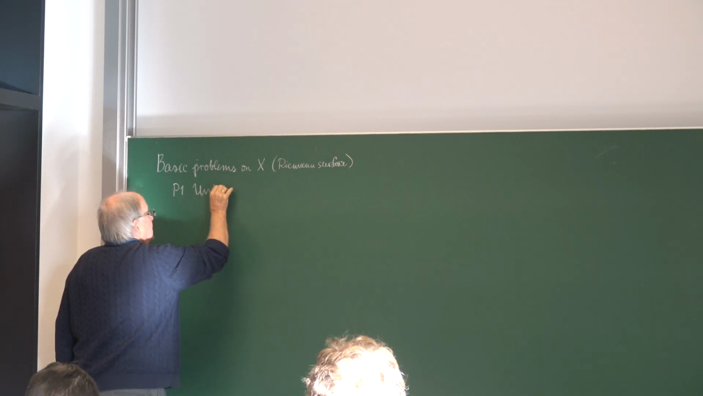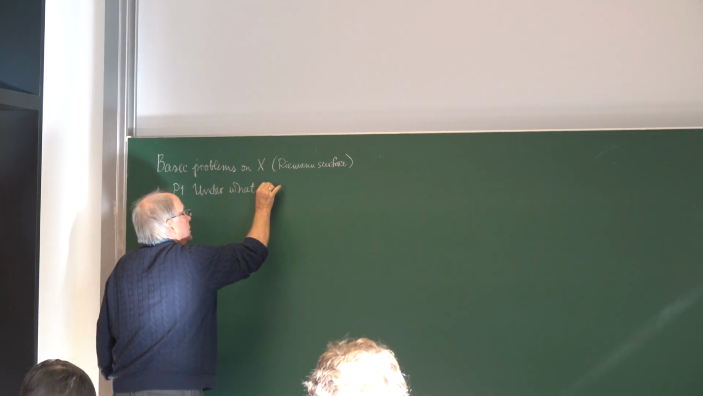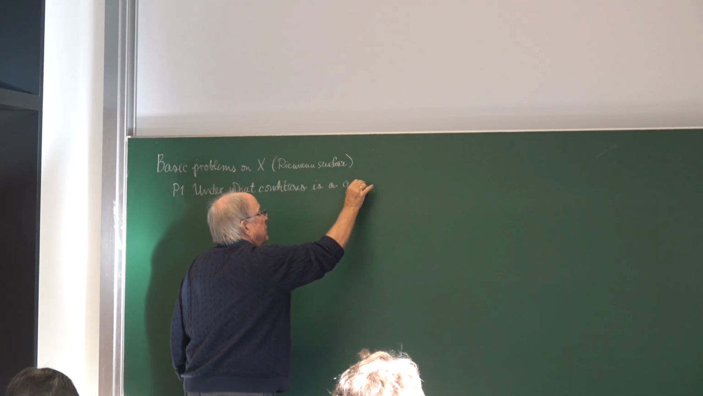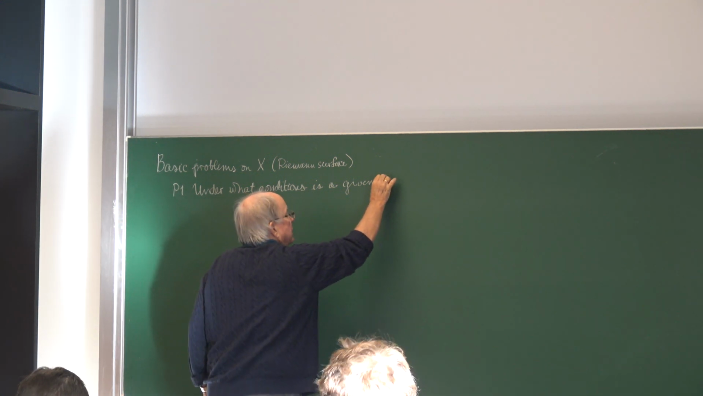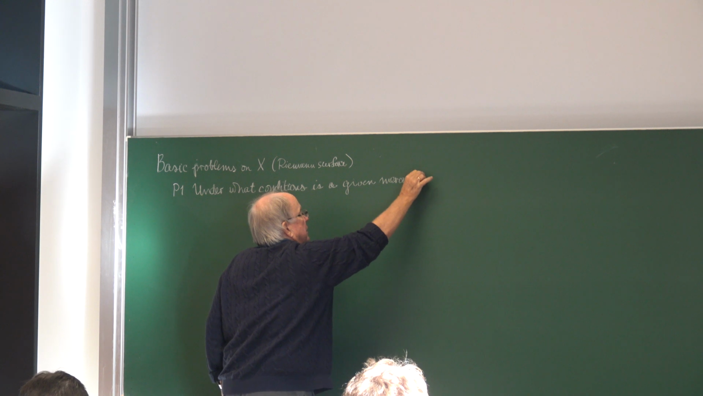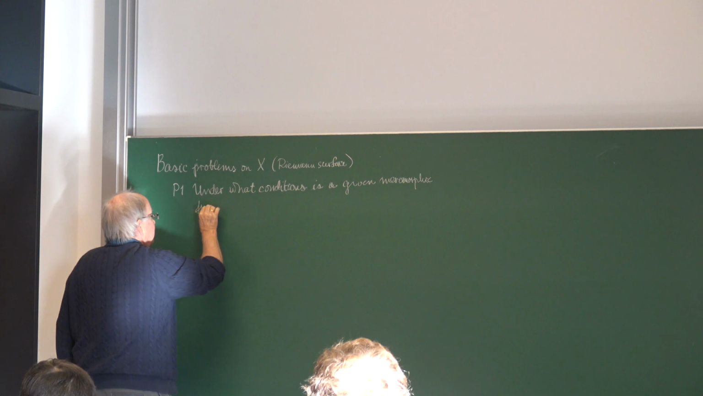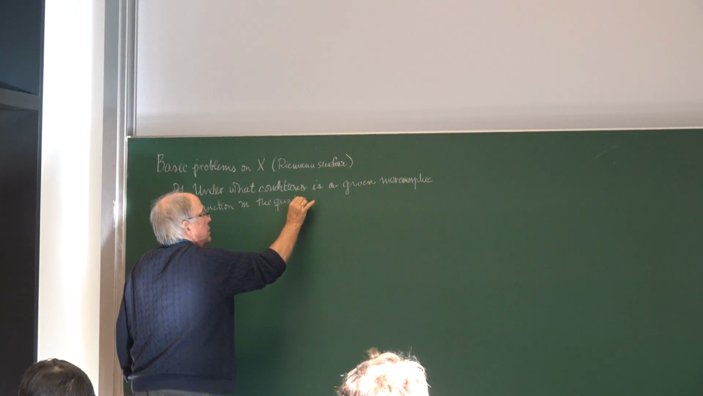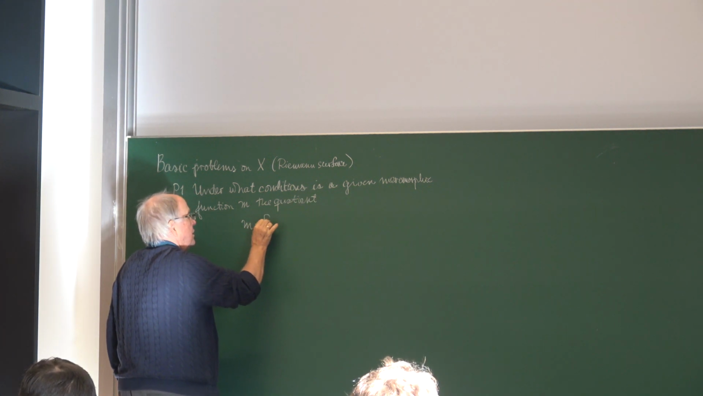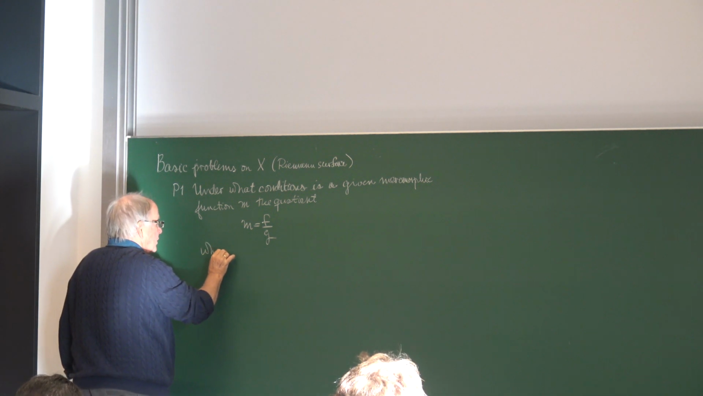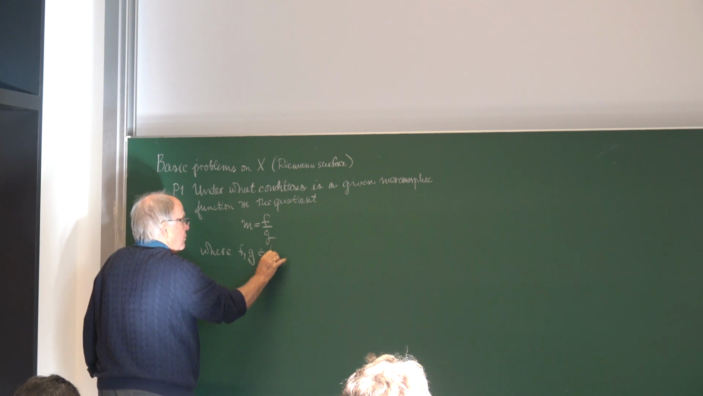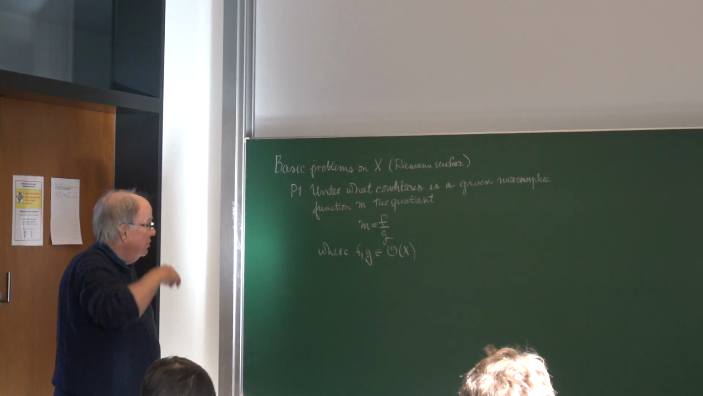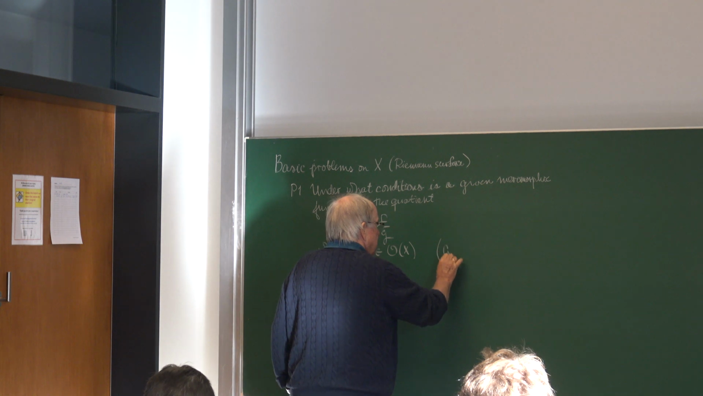Under what conditions is a given meromorphic function, so you give me a meromorphic function M, the quotient of two holomorphic functions f and g, where f and g are holomorphic? That's an interesting question. It's true locally, by definition it's true locally, but the question is the global question. So, global.